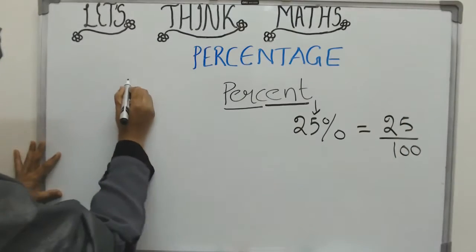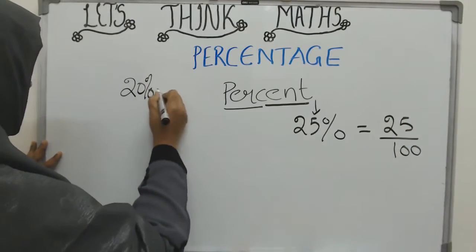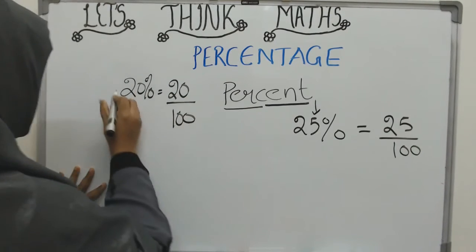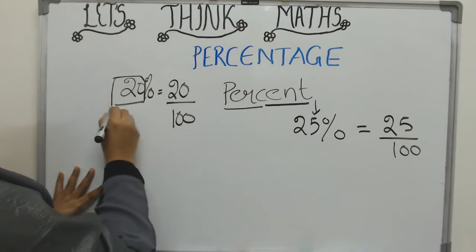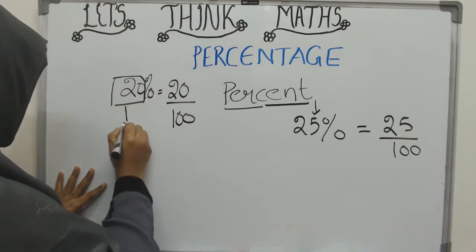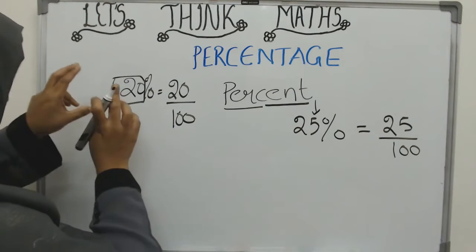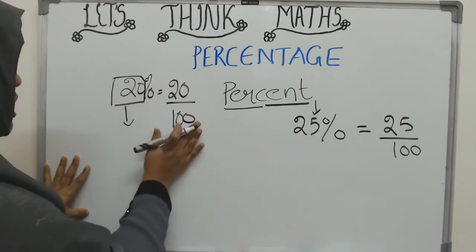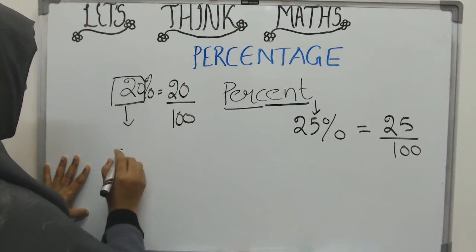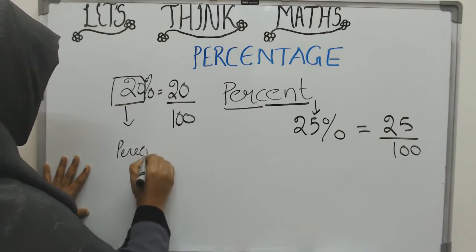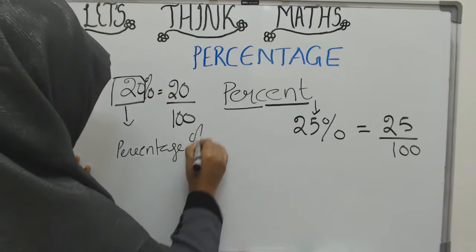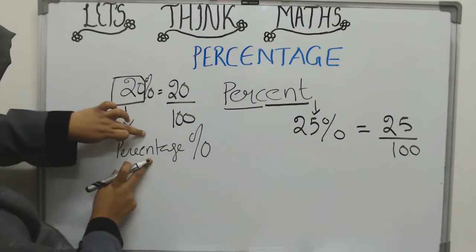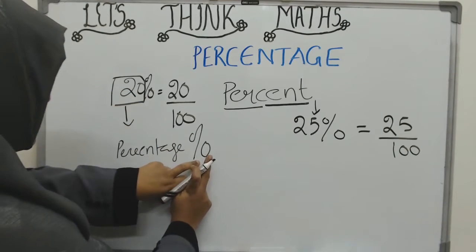So similarly, what does 20% mean? 20% again means 20 by 100. So this number here is called the percentage. So what is percentage? Percentage is any number that can be expressed as the numerator of a fraction whose denominator is 100. So we write it percentage followed by the percent sign. That means this gives the numerator and this gives the denominator, which is 100.